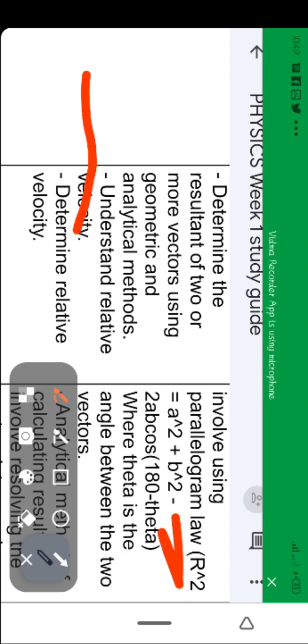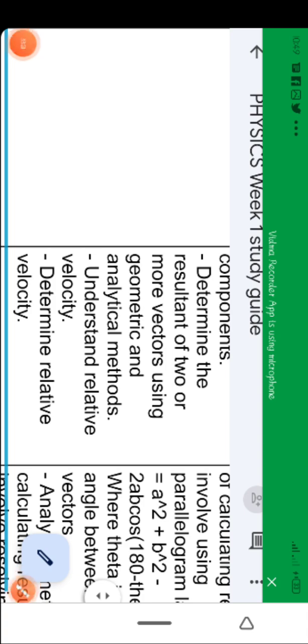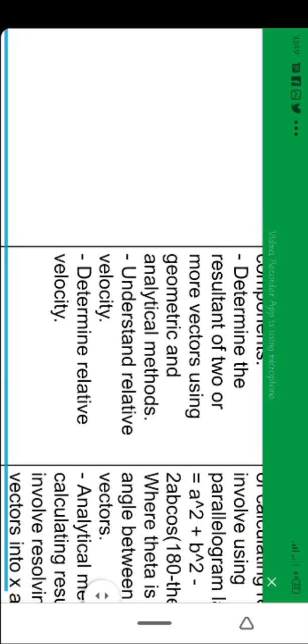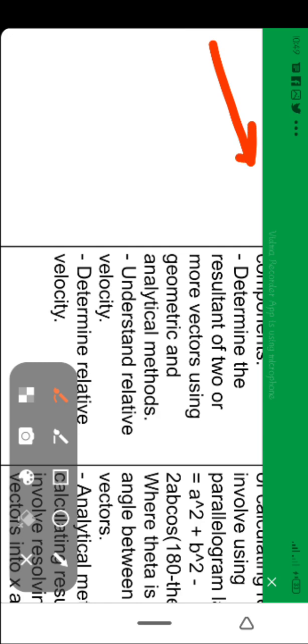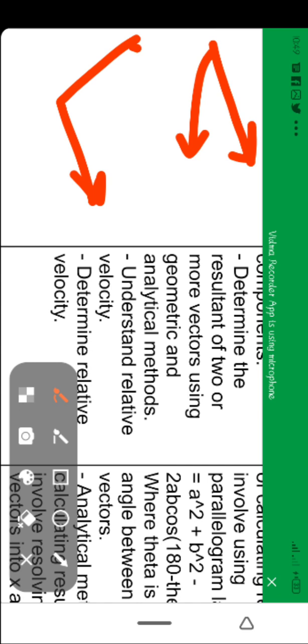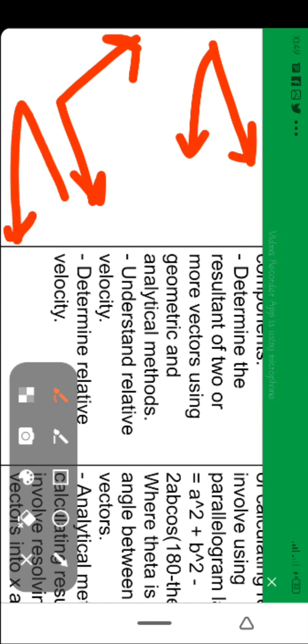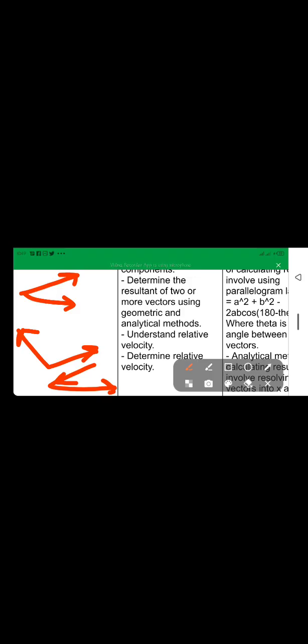So let me give you all those different cases. You have something like this, you can have something like this, and then you can have something like this. You just have to take note of direction. The theta for this formula is the angle between the two vectors. Something is between the two vectors if both of them are facing almost the same direction, like this. This is the angle between these two vectors. But this is not the angle between the two vectors.